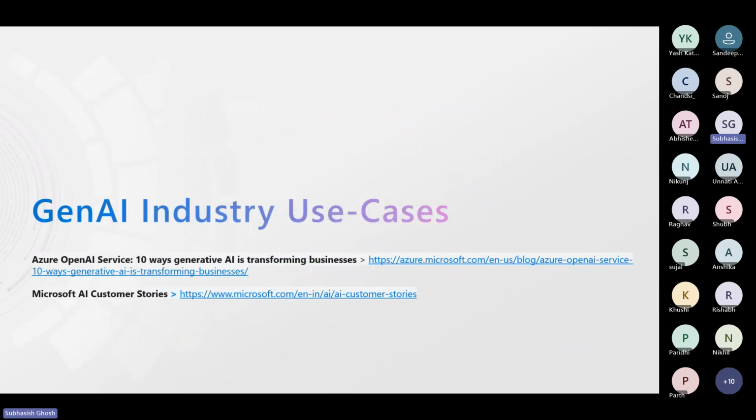Now, quickly look at the different use cases. Again, I've provided 2 links. Possibly you can take a look at these 2 links. "10 ways generative AI is transforming businesses" is a blog post which shows 10 practical examples of how customers are using it, and there are AI customer stories. It has a lot of actual AI customer stories.